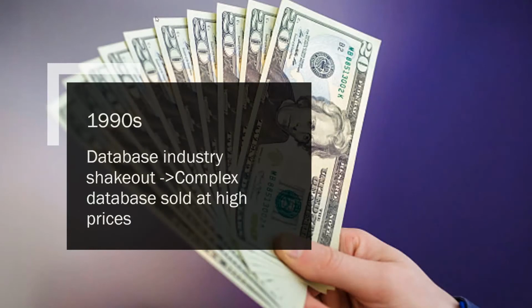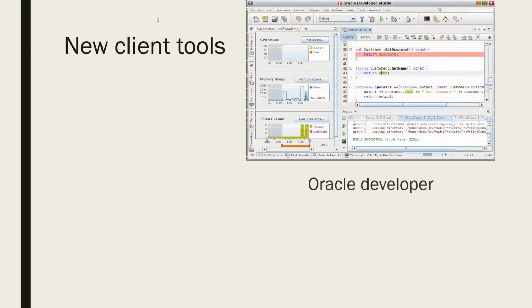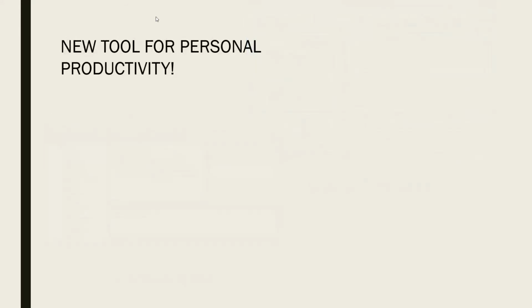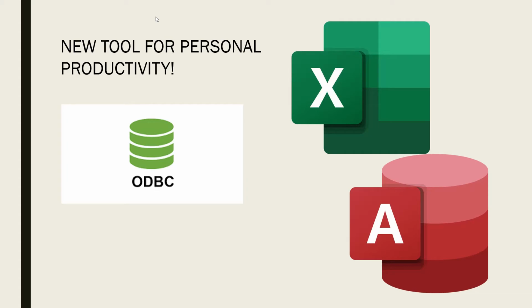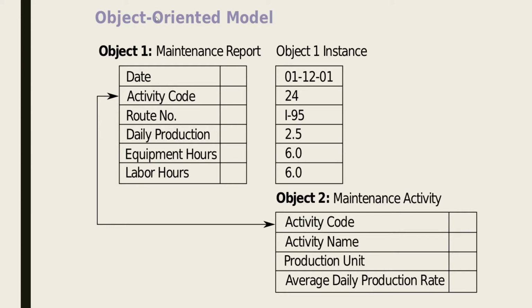Early in the 1990s, after a database industry shakeout, most of the surviving companies sold complex database products at high prices. Around this time, new client tools for application development were released, including Oracle Developer, PowerBuilder, and others. A number of tools for personal productivity such as ODBC and Microsoft Excel and Access were also developed. Prototypes for object database management systems were also created around this period.